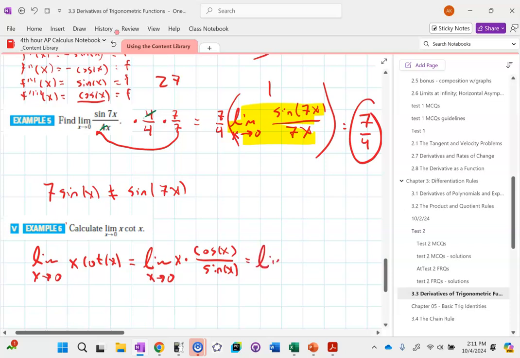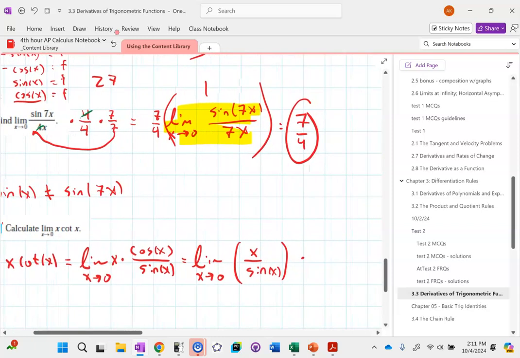So, okay, that's some progress. So I can say this is x over sine x times cosine x, right? You guys cool there? Sure.